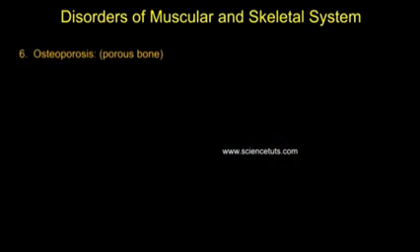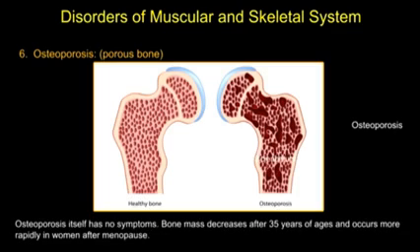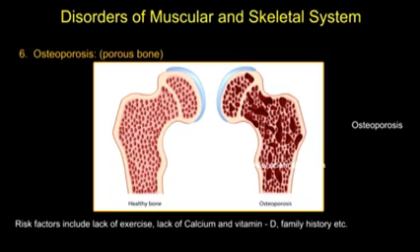6. Osteoporosis. Porous bone. It is a disease of bone that leads to an increased risk of fracture. The bone mineral density is reduced. Osteoporosis itself has no symptoms. Bone mass decreases after 35 years of age and occurs more rapidly in women after menopause. Risk factors include lack of exercise, lack of calcium and vitamin D, family history, etc.